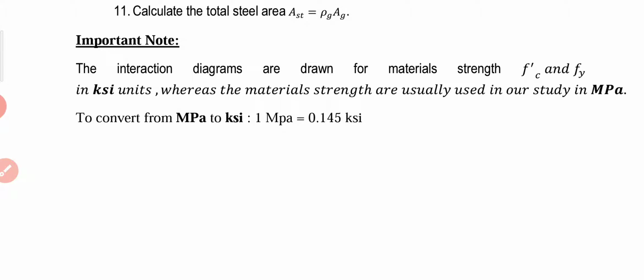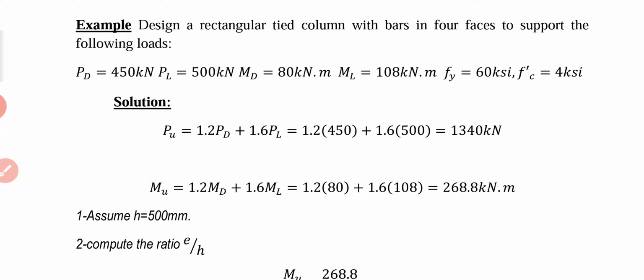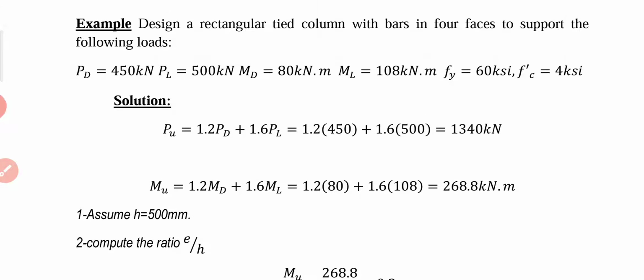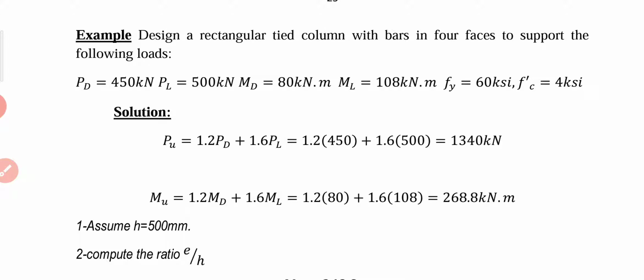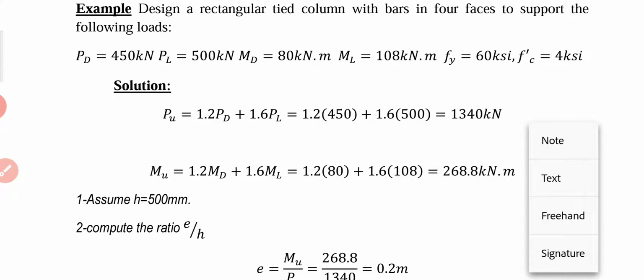So we can convert also in megapascal, which is Newton per mm square. So solution here, what is Pu equal to 1.2 PD plus 1.6 PL. So here we put the value PD and PL. So 1.2 into 450 plus 1.6 into 500. So Pu equal to 1340 kilonewton and Mu equal to 1.2 MD plus 1.6 ML.